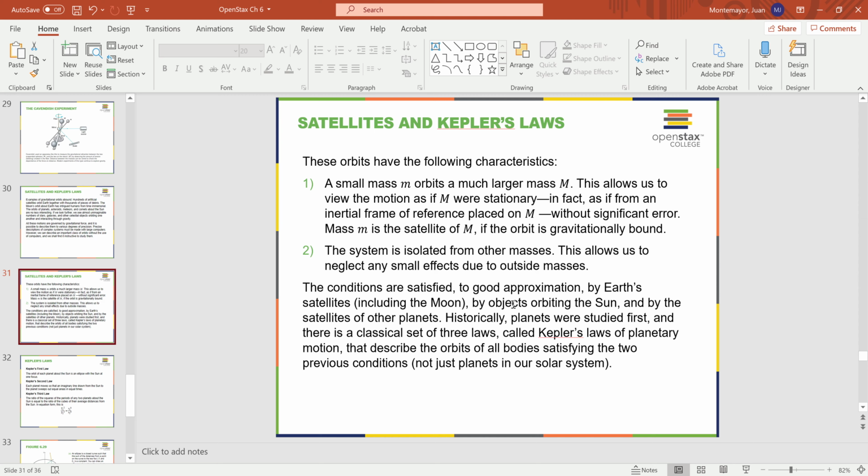Okay, so these orbits have the following characteristics: a small mass m orbits a much larger mass M. So you could say like the moon and the Earth. This allows us to view the motion as if big M were stationary, in fact, as if from the inertial frame of reference placed on M, so as if we were saying that Earth is the big M, moon is the little m, without significant error. Mass m is a satellite of big M, so just as the moon is a satellite of the Earth, if the orbit is gravitationally bound.